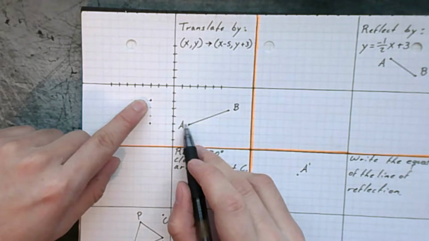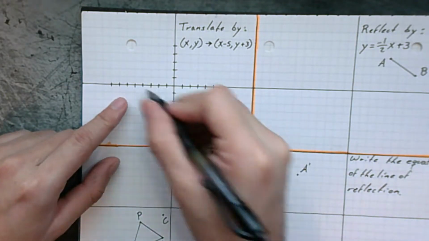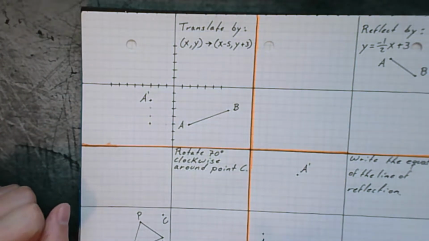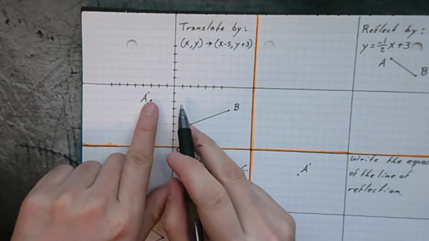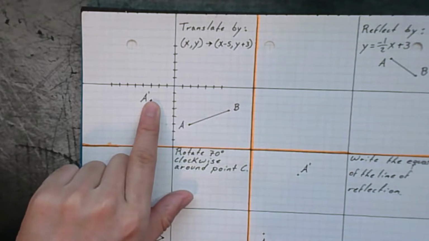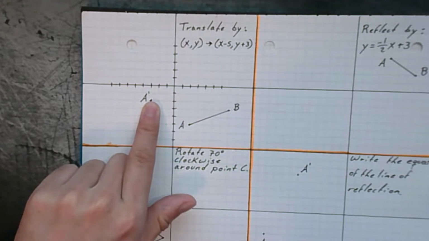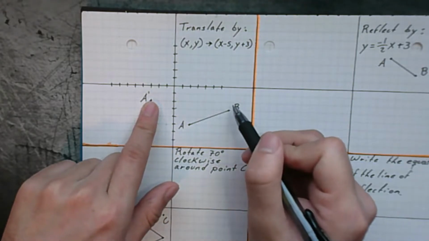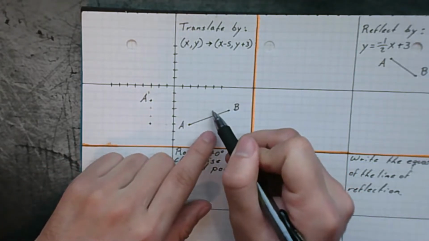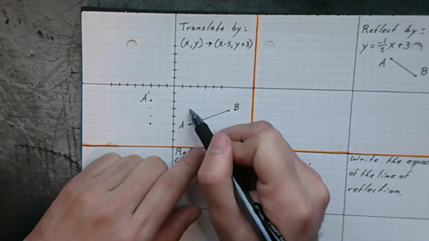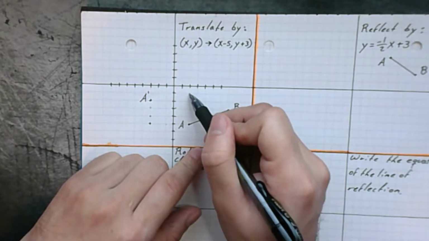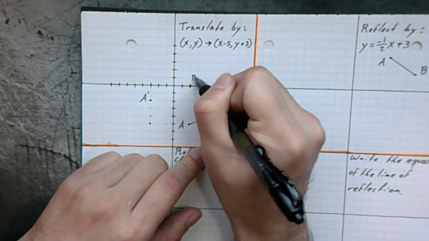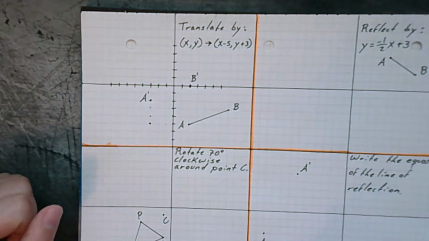So right here, this is my new point. After going 5 left and 3 up, this is my new A, which we're going to call A prime. You need to make sure you put that little mark on top of your new letter. So this is now A prime. Same thing with B. I'm going to go 5 left, 1, 2, 3, 4, 5, and then 3 up, 1, 2, 3. So this is where my new B is located. That's my new B prime.